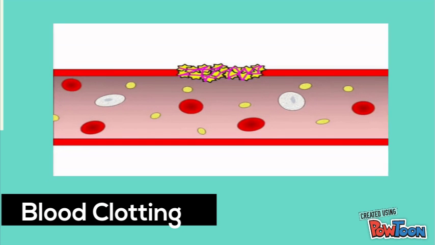Another example is blood clotting. When a part of the body is injured, it releases chemicals that activate blood platelets. Platelets are responsible for stopping bleeding by forming clots. An activated platelet in turn activates more platelets, which group together to form a blood clot.